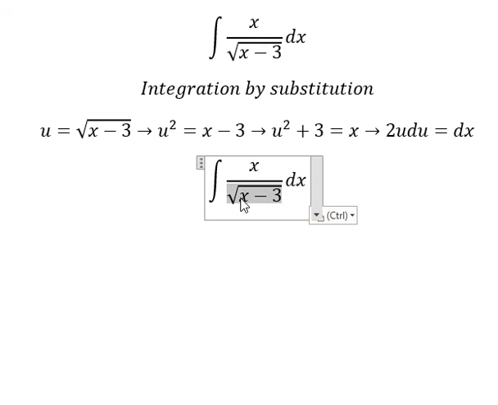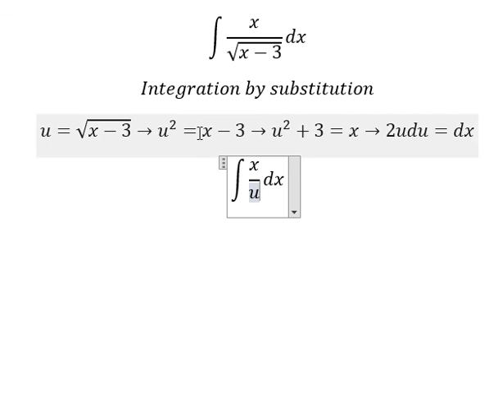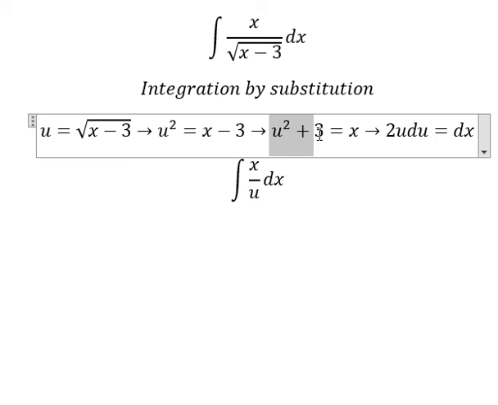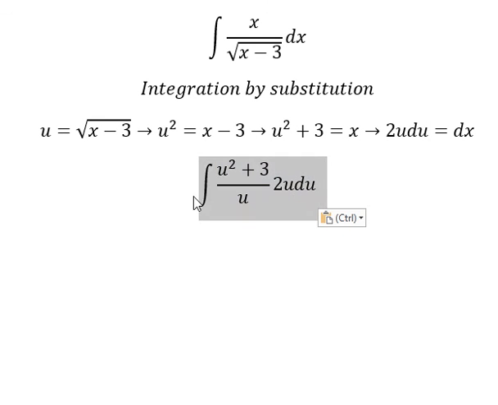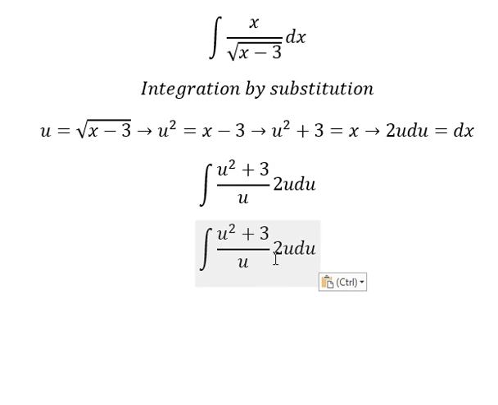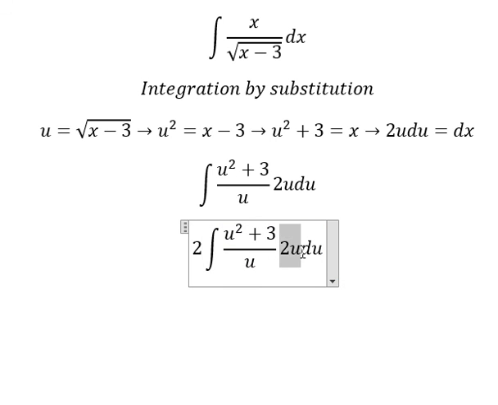The square root we change to u. S we change to u squared plus 3. The s we change to this one. So u and u we cancel. The number 2 I will put outside.